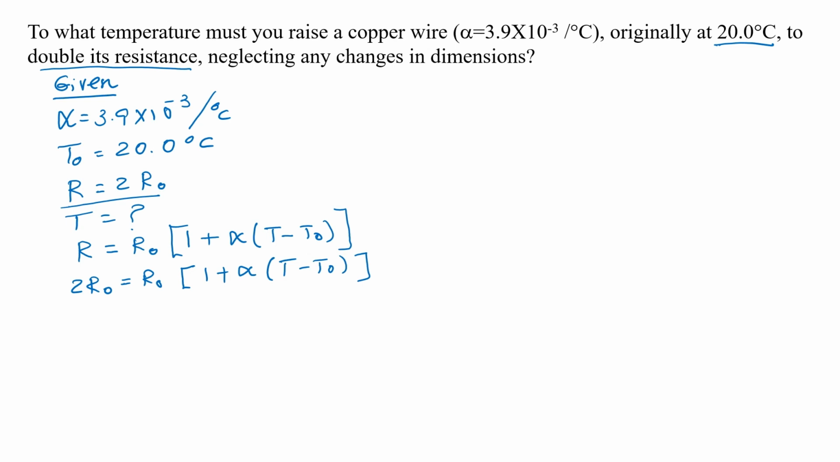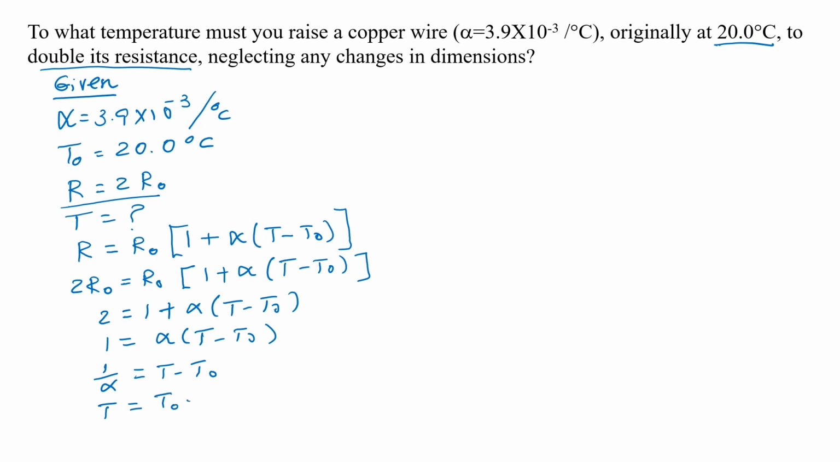Now we can divide both sides by R0, and that yields 2 equals 1 plus alpha into T minus T0. We can subtract 1 from both sides, and that yields 1 equals alpha into T minus T0. Divide both sides by alpha, and that yields 1 over alpha equals T minus T0. Rearrange the equation for T. T will be equal to T0 plus 1 over alpha.